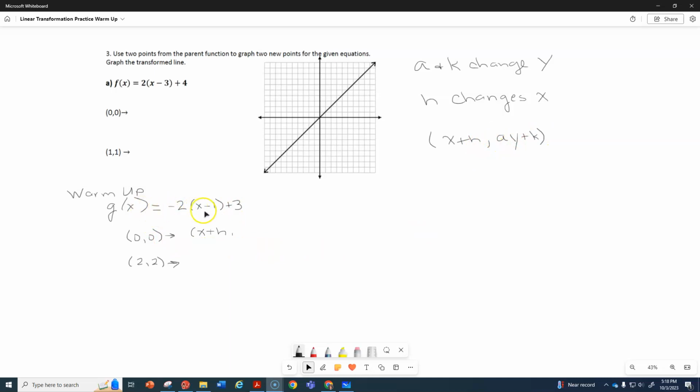So the first thing you should do, I'm not going to do this problem because this is your practice problem, but I am going to use this graph. I'm going to take this g of x problem and write down the values of A, H, and K.